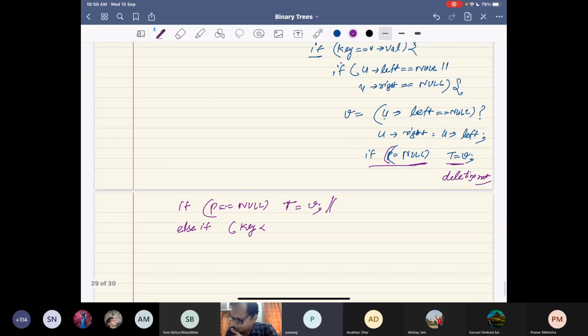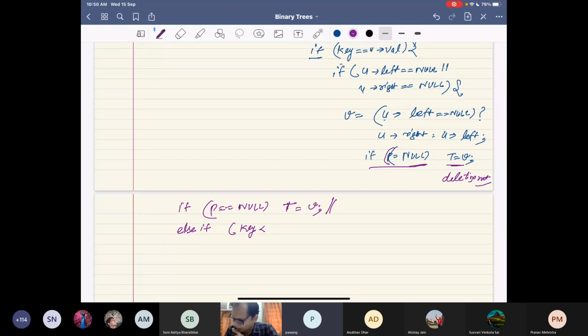Now then you are going to else if. This else if corresponds to this if. Else if key is less than U dot value, then you know you have to go into the left hand side. Okay, so where did the inner if end? There was an inner if, right, that's how, closing braces of that. Okay. What did I do here? What did I do here?